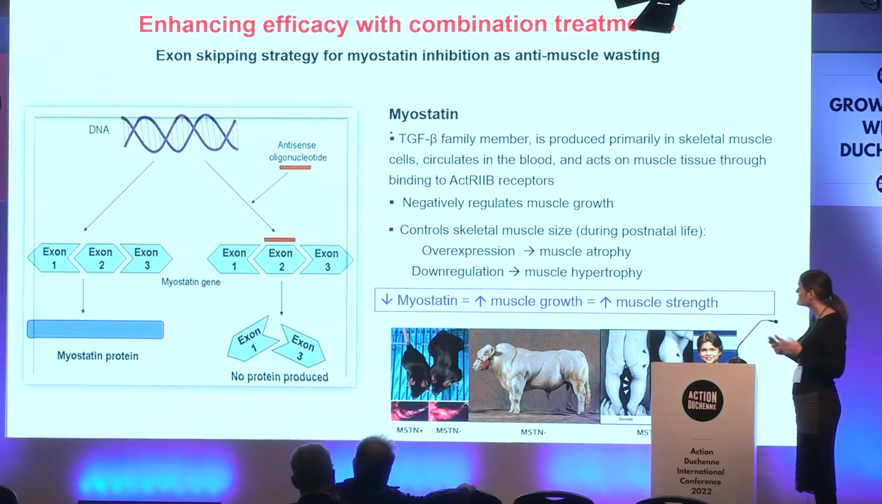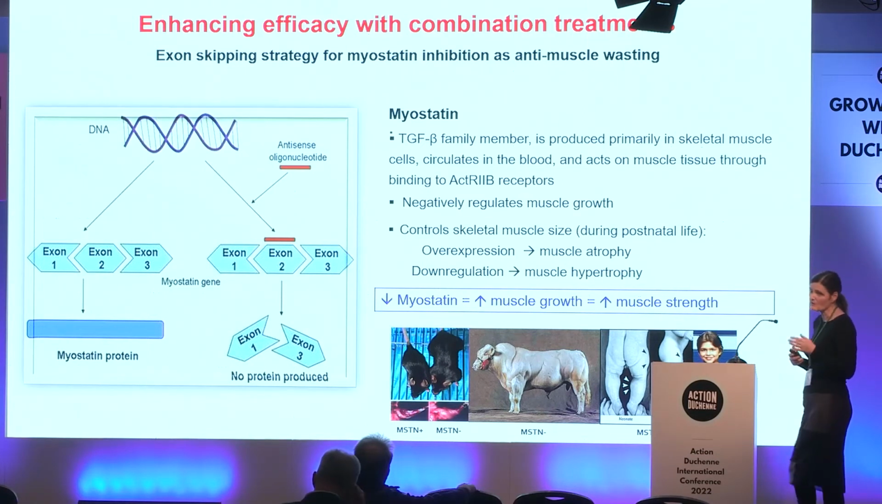We and others have looked at targeting what's called myostatin. Myostatin is a negative regulator of muscle growth, so it blocks muscle growth. If we can knock myostatin down, we should remove that block, and then hopefully the muscles will be bigger and stronger. Down in the picture at the bottom, there are some animals, and actually a human, who has a deletion in their myostatin gene, and you can see they're really muscly. It doesn't impact their health, they're just really strong. So that's what we want to do with our antisense.